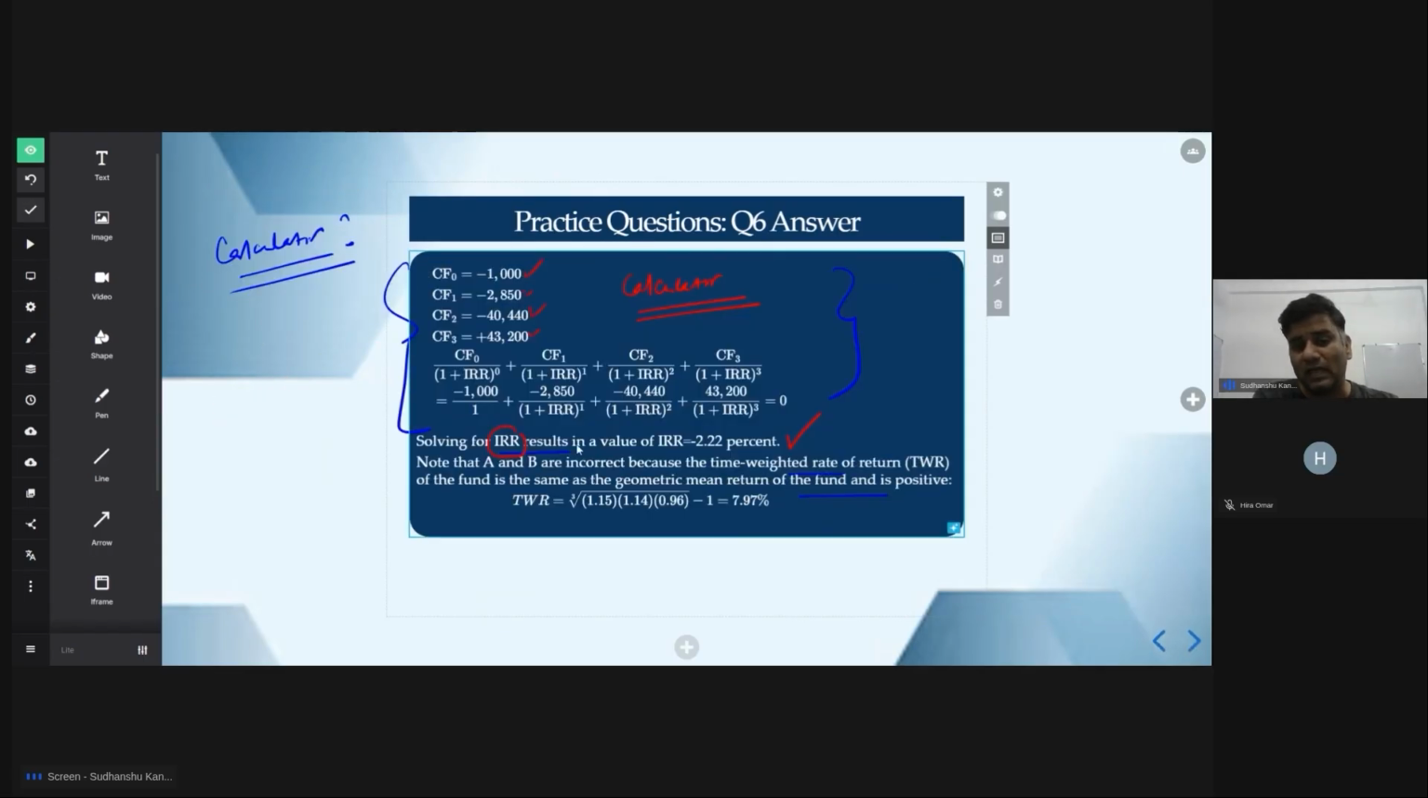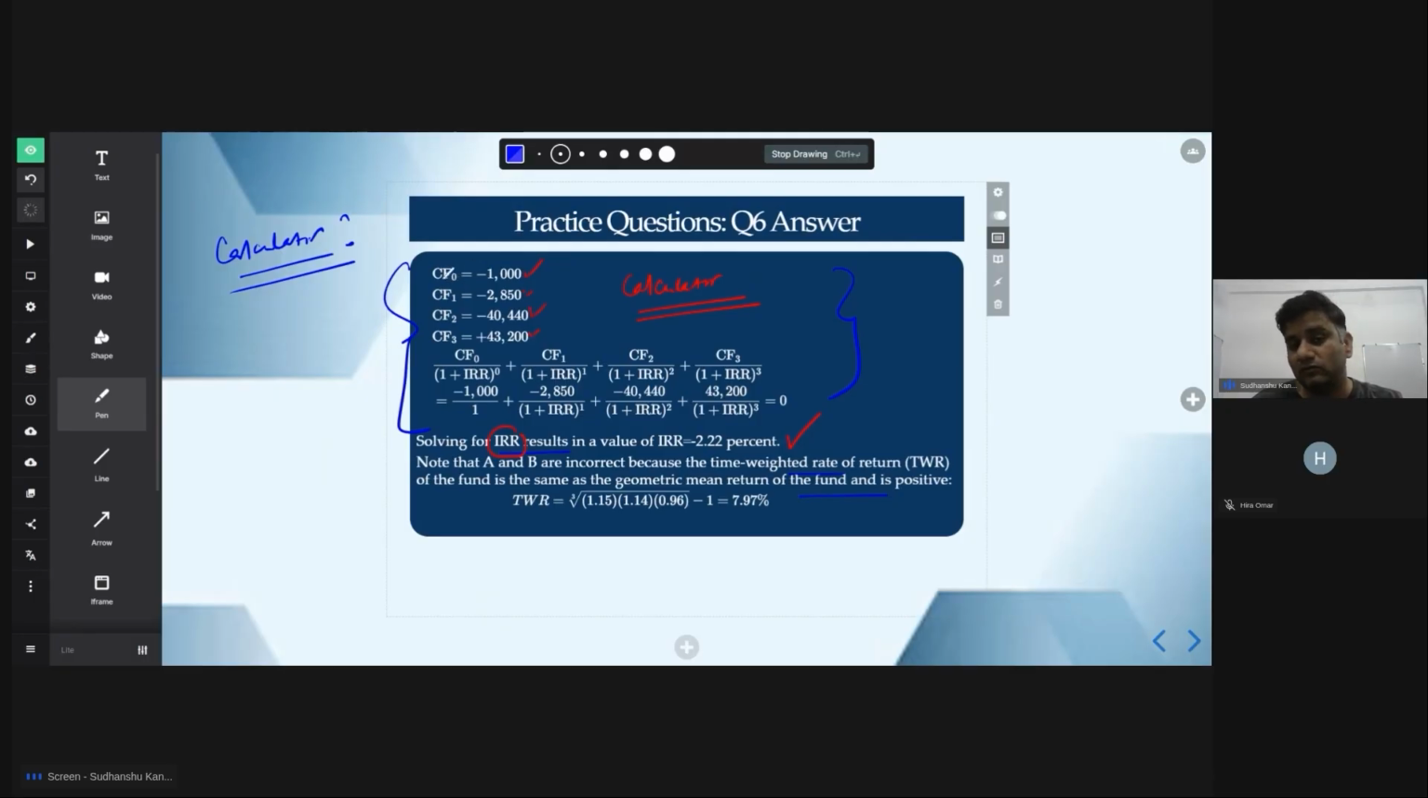And then you have to put it in the calculator, right? So then you have to input it in the calculator. This is the equation which is given here, right? Which is minus 1,000, minus 2850, minus 40,400, and 43,200. In your calculator you should do this. That's why I gave you the videos, I hope you learned it.